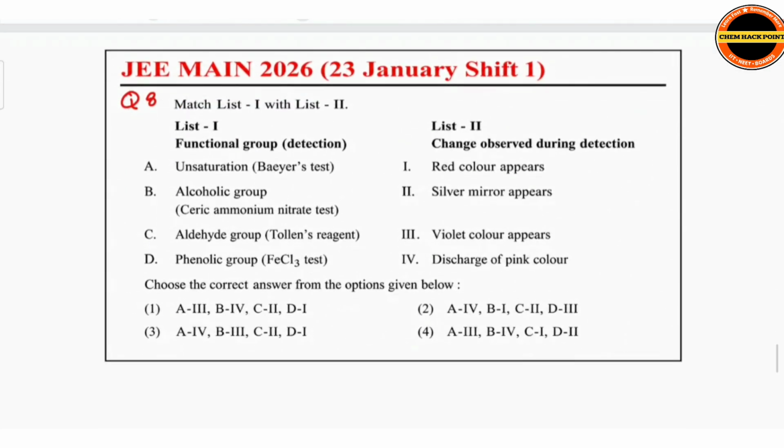Next again see, similar question pattern, match the following. Unsaturation, Bayer's test. So it is discharge of pink color, KMnO4 solution, discharge of pink color occurs during unsaturation, double bond, triple bond. Alcoholic ceric ammonium nitrate test, red color appears for alcohols. Aldehyde Tollens reagent, silver mirror appears. Phenolic group, violet color appears. So based on this, A should be 4. Alcoholic ceric ammonium nitrate test 1. So B should be 1. A 4, B 1. Such only one option, option 2.